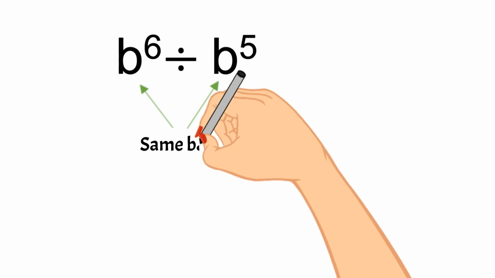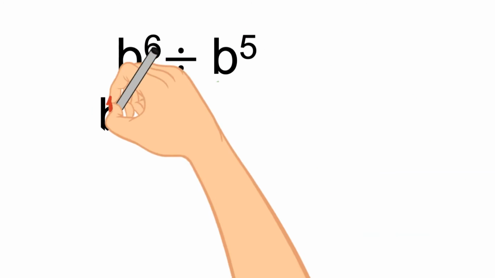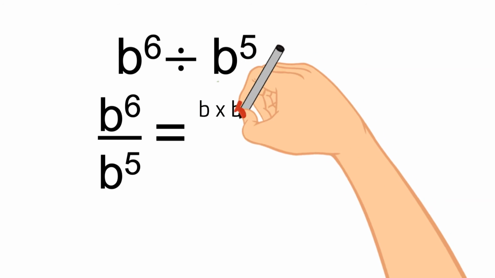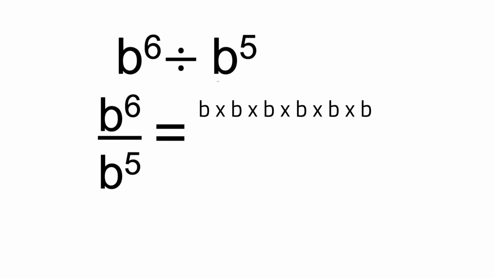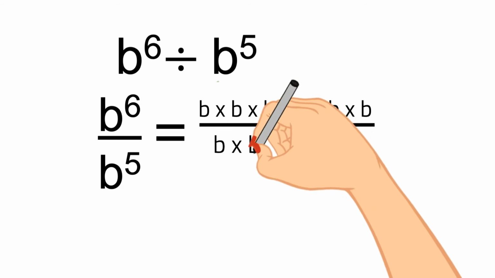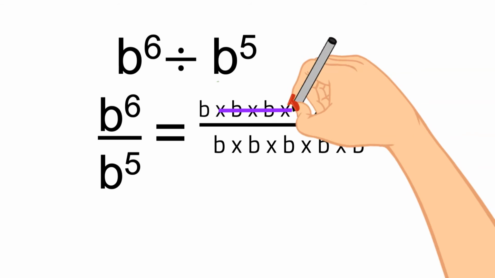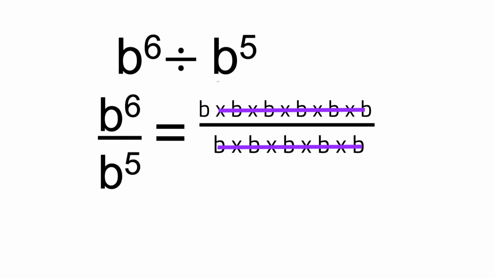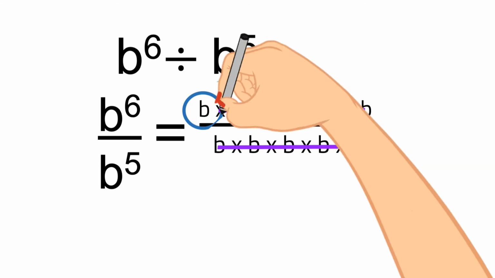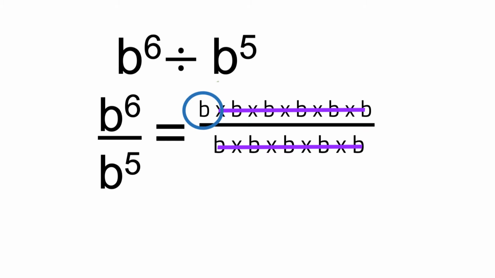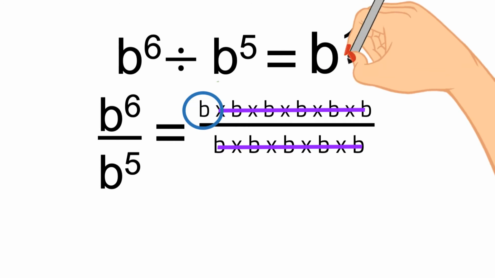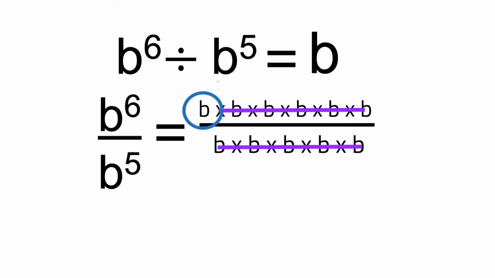Okay, a similar situation. I have the same base, that base is b, and I'm going to rewrite it as a fraction. Again, it's easier to work with, and then write the expressions out in full. I've got b multiplied by itself 6 times, divided by b multiplied by itself 5 times. Well, that's 5 b's on top and bottom that we can just cross straight out, and I'm left with b. So b to the power of 6 divided by b to the power of 5 gives me b to the power of 1. However, I would never write the 1 because there is no need, it's just b. I'm sure you spotted a pattern.